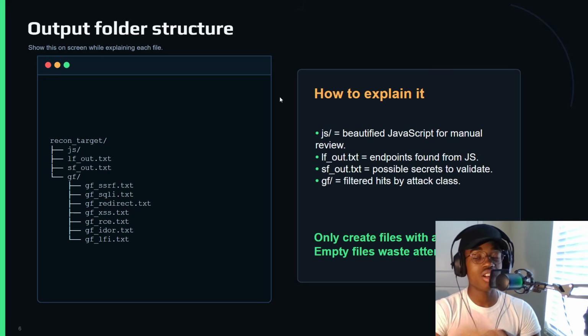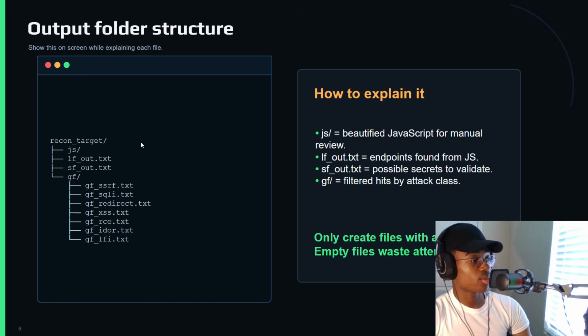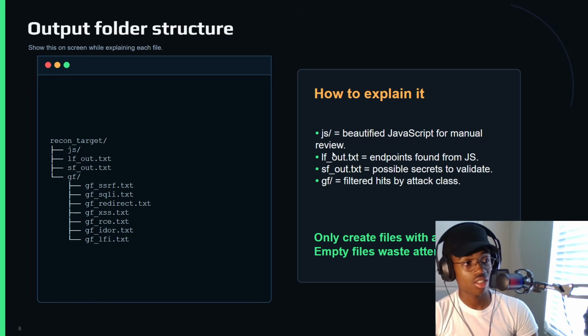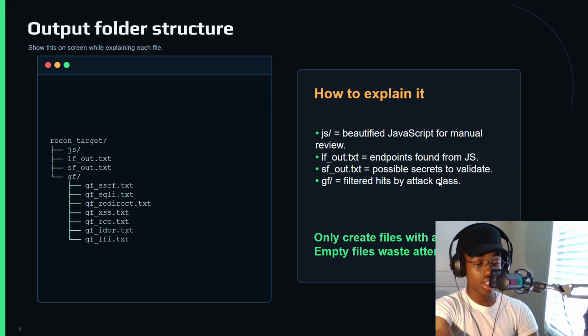So it doesn't just spit it all out into one file. What it does, it literally creates different directories for some of the stuff and labels the folders and files neatly, like this. LF stands for LinkFinder, SF stands for SecretFinder. So this JS directory is beautified JavaScript for manual review. All the JS files will be beautified and you can just view them right inside there.